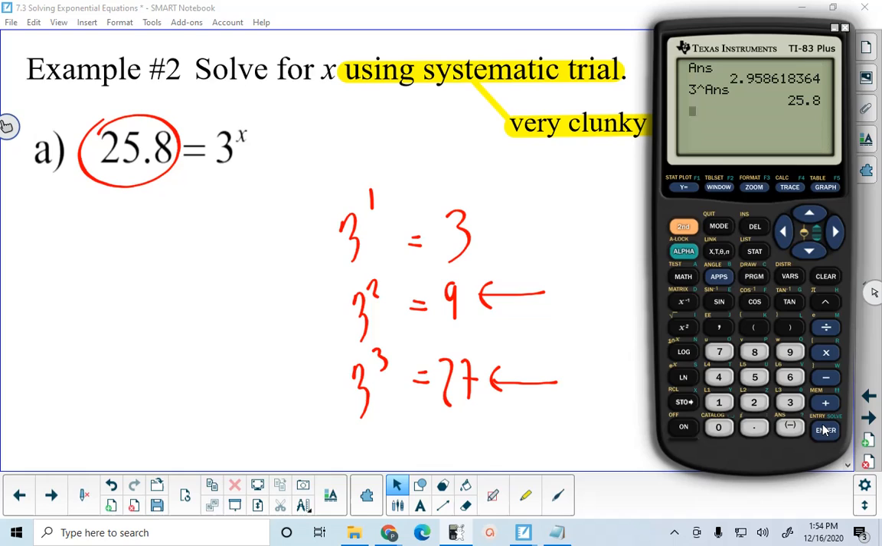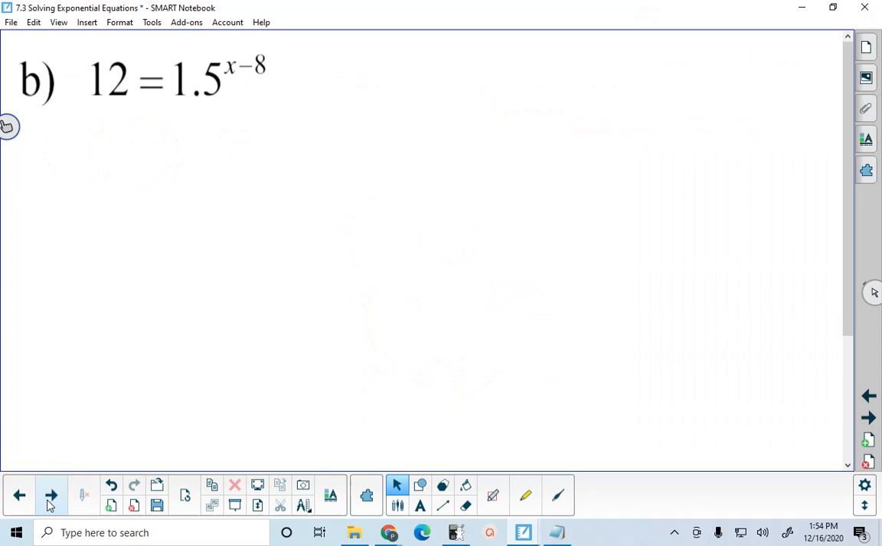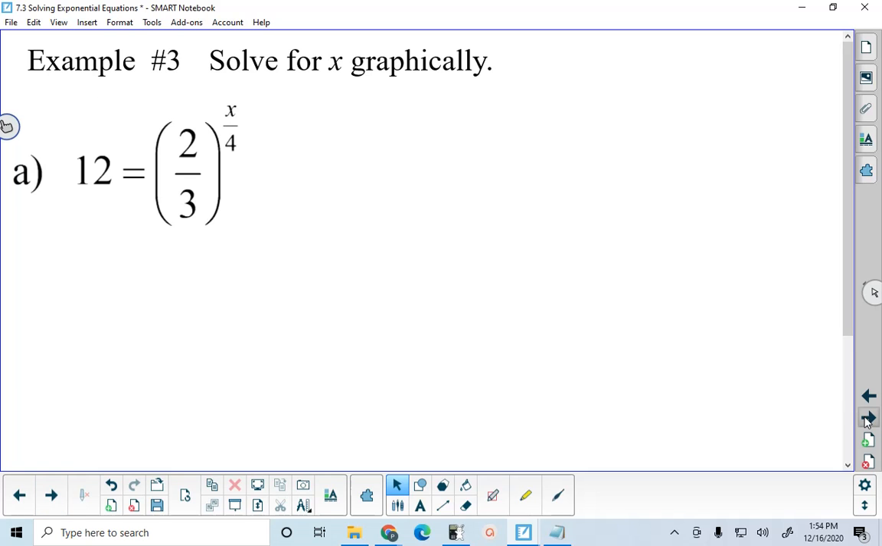So by trial and error, you can kind of nail it down. This is so clunky and unimportant that I don't even want to do this question. Let's omit B. It's not something I would recommend doing. If you were absolutely stuck, go for it. But on a numerical response question, it would take you forever. Let's take a look at solving graphically.